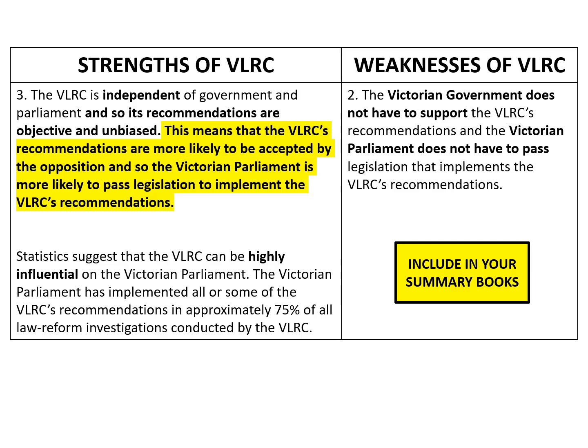Instead, it's entirely up to the Victorian government as to whether it introduces into the Victorian Parliament a bill to change the law as recommended by the VLRC. And it is entirely up to the Victorian Parliament as to whether it passes, amends or rejects that bill. In short, there is no obligation on the Victorian government to support the VLRC's recommendations, and there is no obligation on the Victorian Parliament to pass legislation that implements the VLRC's recommendations.